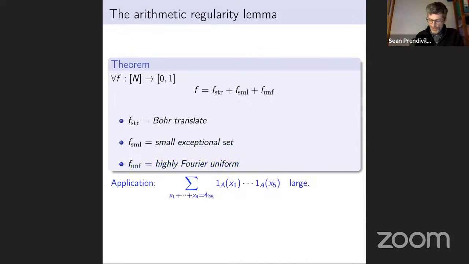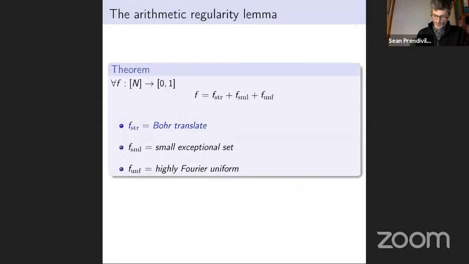Okay, and the application we gave was, we counted, or gave a lower bound for, the number of solutions to a translation invariant linear equation with variables restricted to some dense set A. And the point of the regularity lemma is it allows you to compute these global statistics, global counts, not local counts. You don't have to localize to a progression or a Bohr set in order to accomplish this. That's the power.